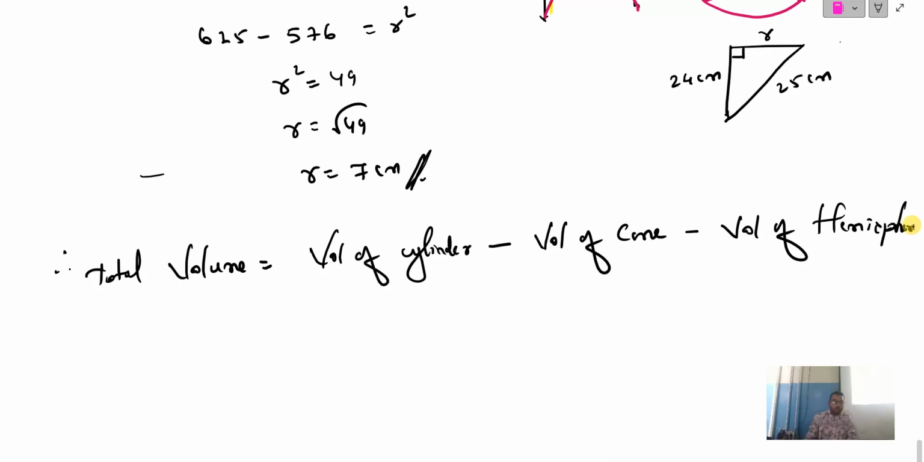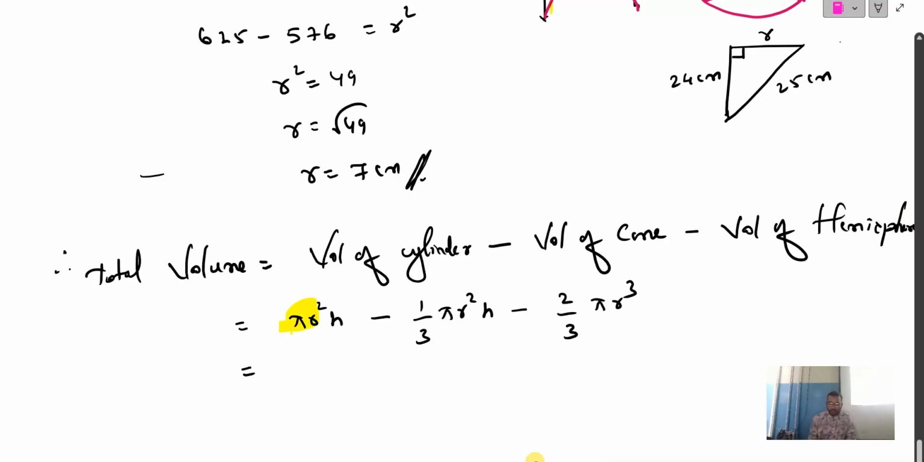Now we can substitute these values. The value of pi is 22 by 7, into the radius 7 into 7, r square. Height of the cylinder: have they given the height of the cylinder? They have not given the height of the cylinder, right? Now we can get the height of the cylinder from here.